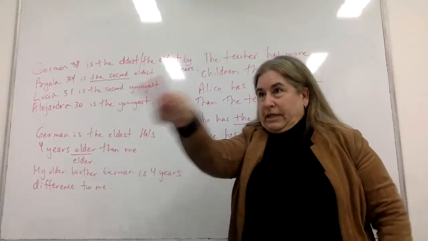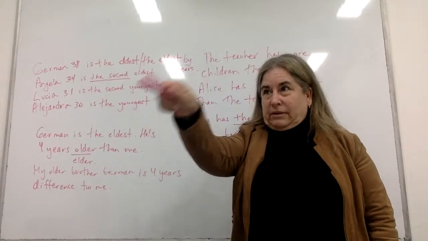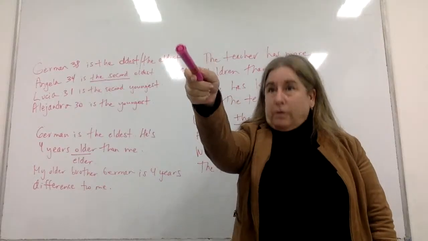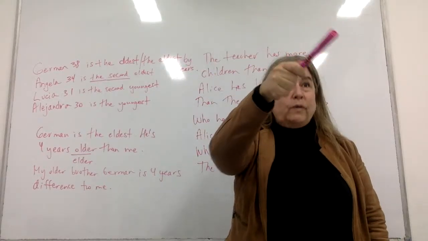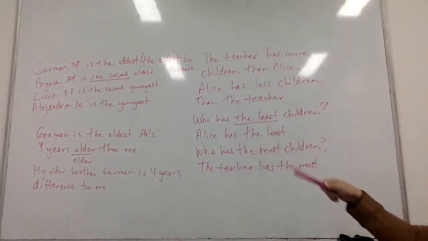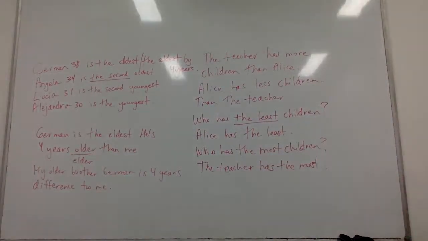Okay, good. Give me an example with your family. Do you have brothers and sisters? Yes. Okay, give me an example. Alice, you too? Okay, give me an example. Do it, right now. What can you tell me about your siblings? Look at the example.